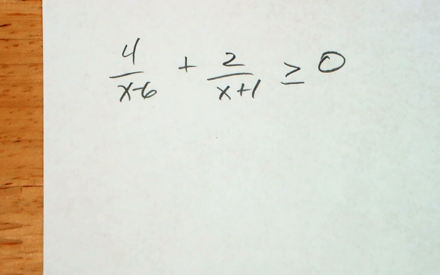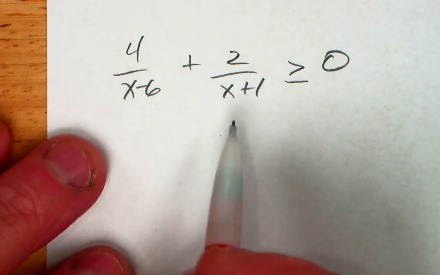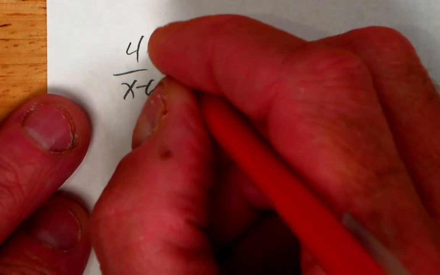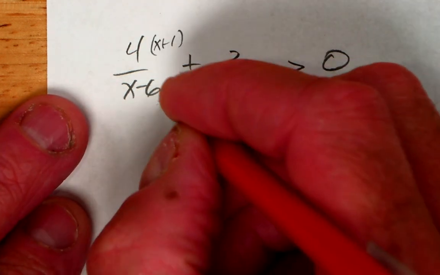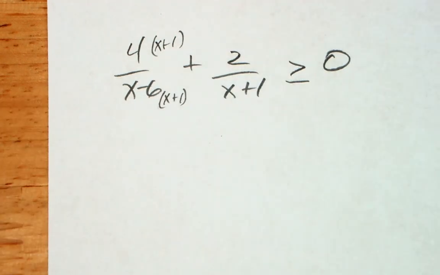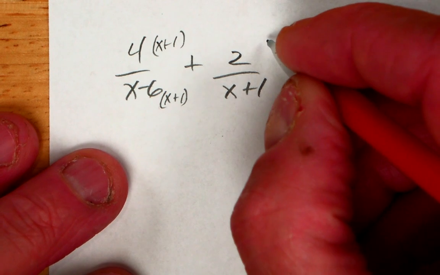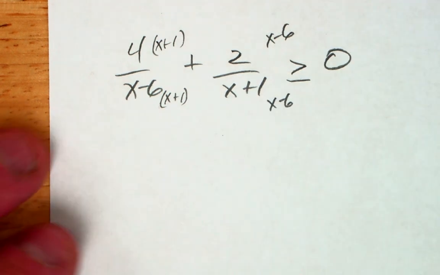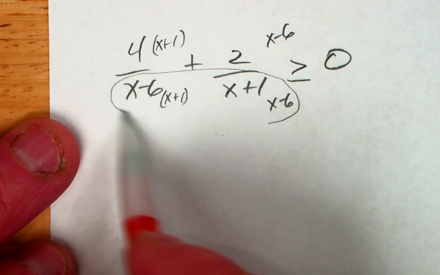A common denominator. What should I multiply top and bottom of the first one by? No, it was already an x minus 6. x plus 1, because I need to have this as a part of my denominator as well. What should I multiply top and bottom of the second one by? x minus 6. So now, look at this. We've got a common denominator.